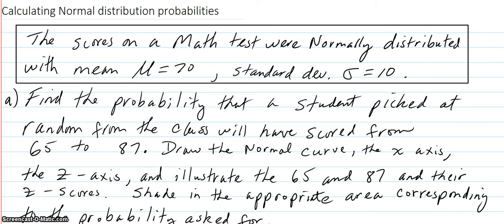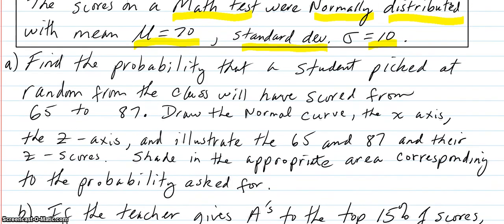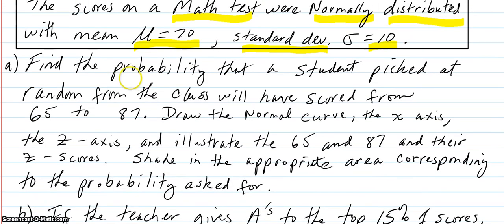Calculating normal distribution probabilities. So here we have a problem. The scores on a math test were normally distributed with a mean of 70 and a standard deviation of 10. So part A, we're supposed to find the probability that a student picked at random from the class will have scored from 65 to 87.